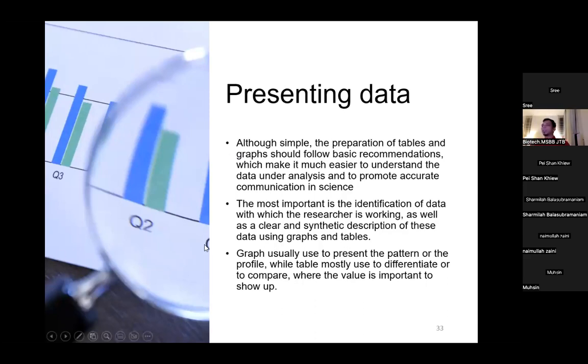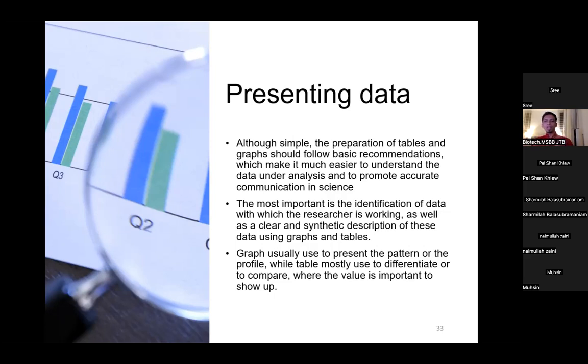Presenting data. All right, although simple, the preparation of tables and graphs should follow basic recommendations, which make it much easier to understand the data under analysis and to promote accurate communication of insights. This is very important, because why? When we have the table, that result or that report will be read by other people, right?